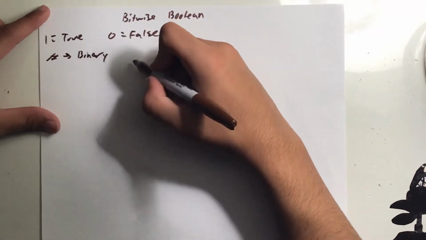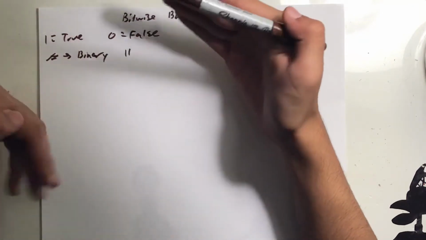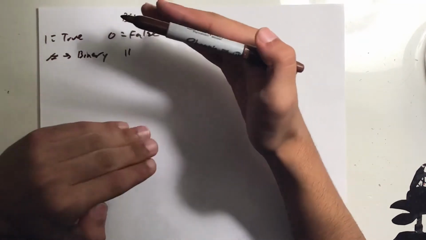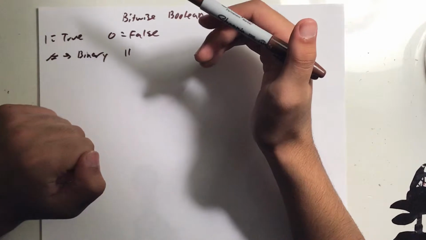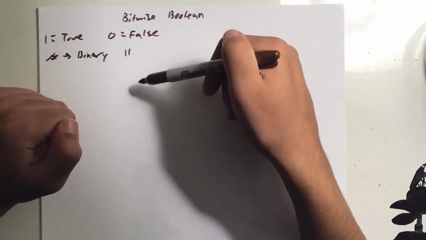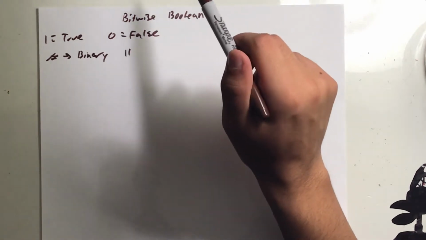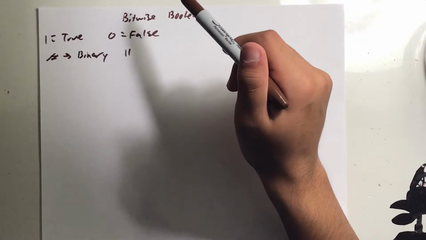And then if you're going to OR them, it's as if you're going to add them, but you're not actually adding them, you're ORing them. So if you have two 1s, it's going to be a 1. If you have a 1 and a 0, it's going to be a 1. If you have a 0 and a 0, it's going to be a 0. I'll get more into that later. Bitwise Boolean is very, very easy.